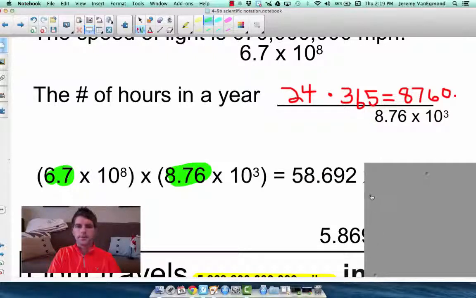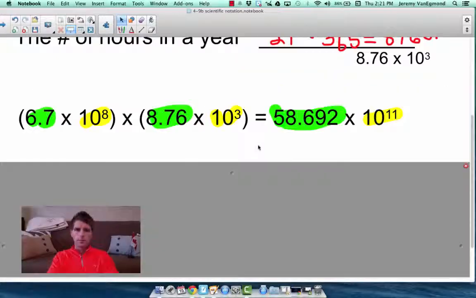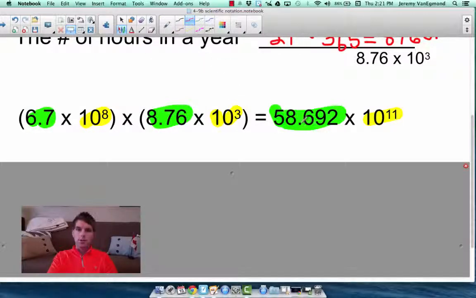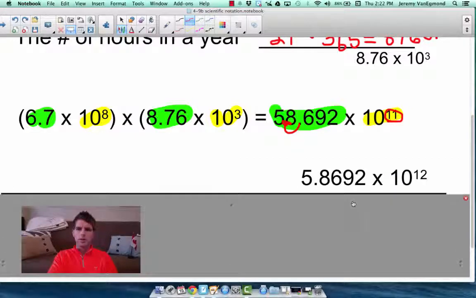Get something like this. And then, of course, multiply the tens together, as we said. And so you get something like this. But let's make sure we don't forget that the decimal in this number needs to be moved over one place, because currently this base value is bigger than 10. Make sure you watch out for that. So we move it over one place to make 5.8692 times 10 to the, because you moved it to the left one time, you will add 1 to the exponent.